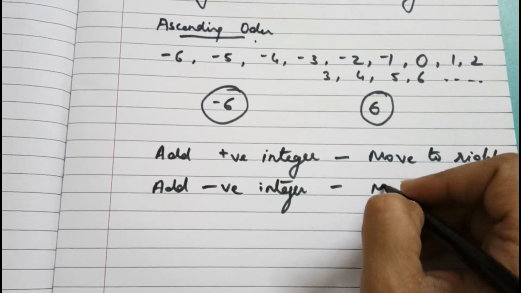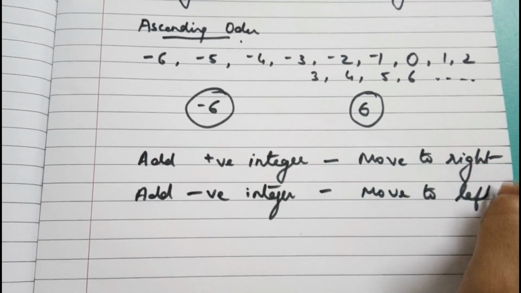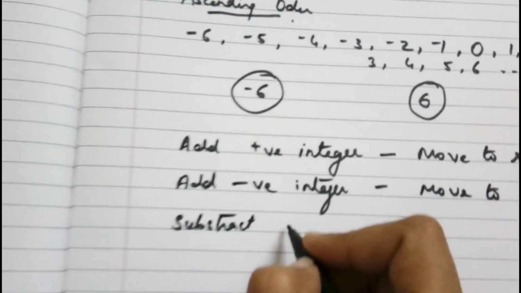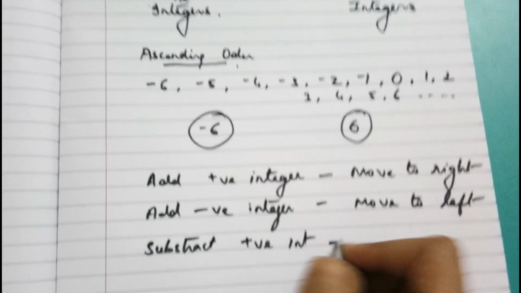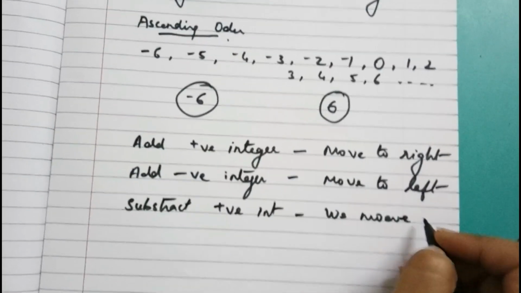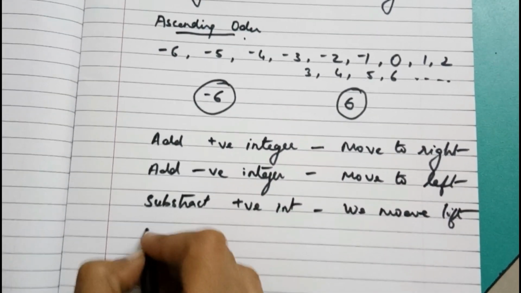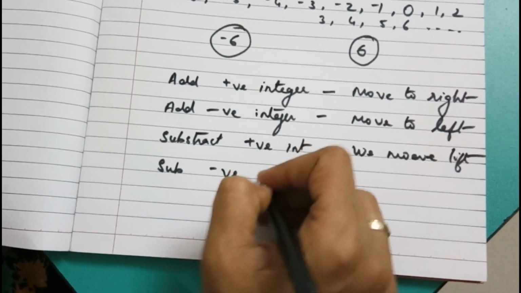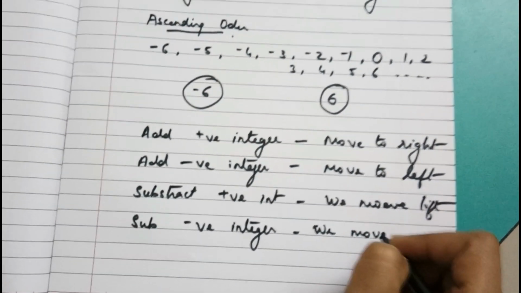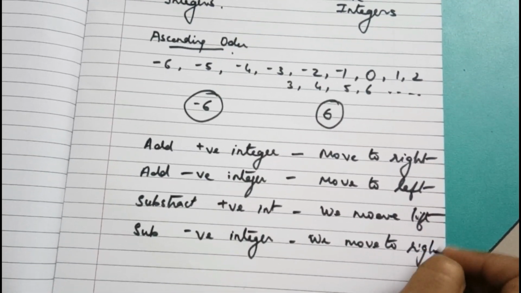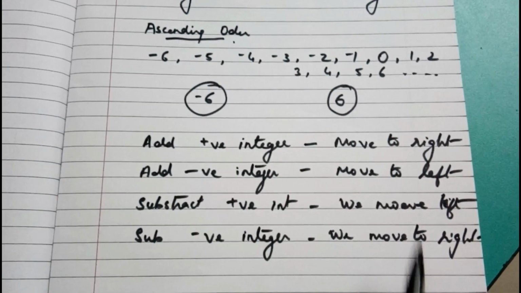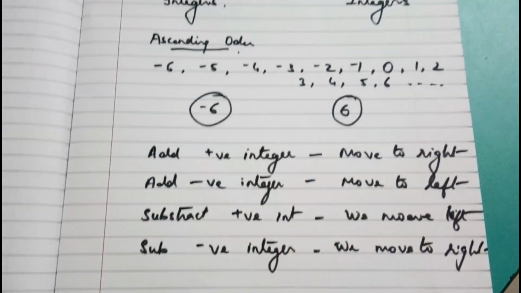we move towards left. When we subtract a positive integer, we move to the left. And when we subtract a negative integer, we move to the right. So this we saw as a basic thing. Now let's see with an example.